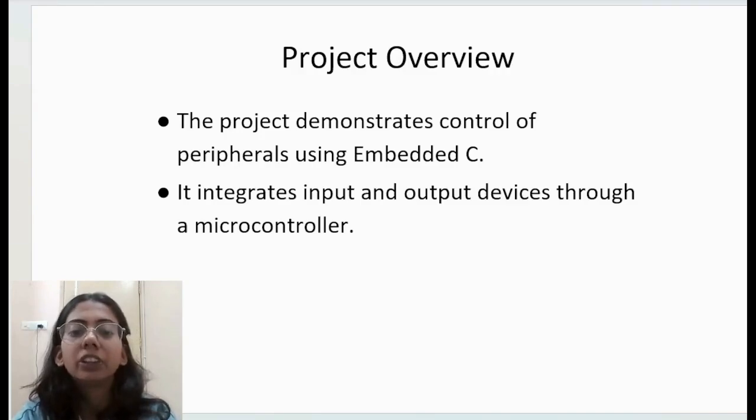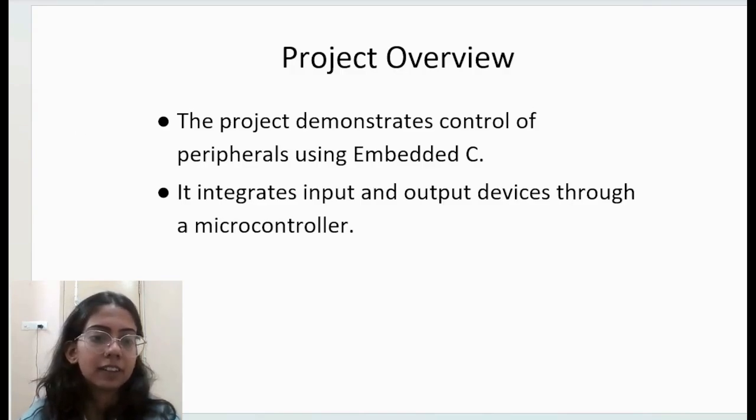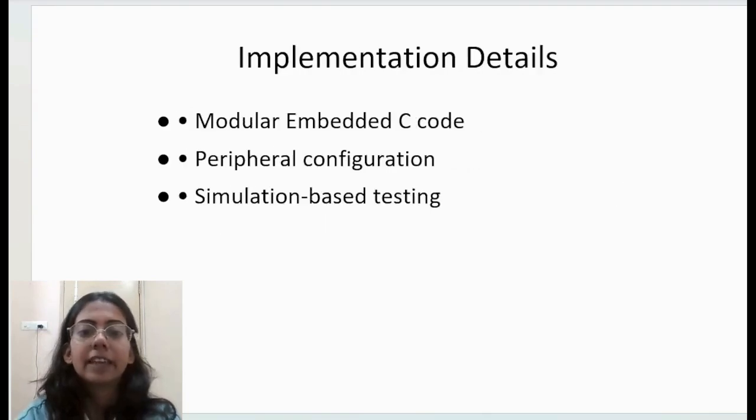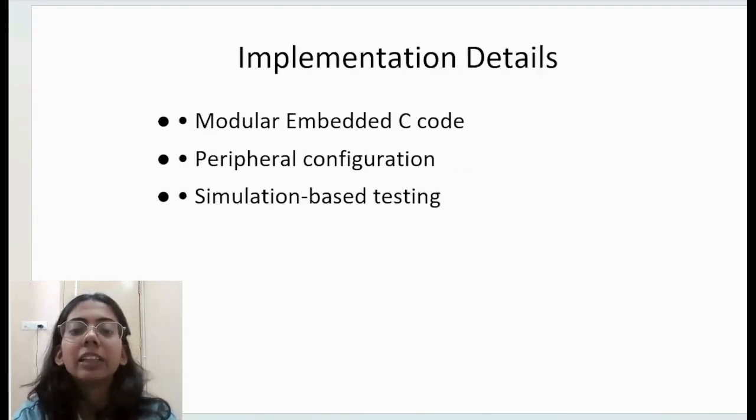Project overview. The project was developed using embedded C programming. It demonstrates how a microcontroller interacts with multiple peripherals. The project integrates all the concepts learned during the internship. Implementation details. The project was implemented using modular programming. Each function performs a specific task, making the code easy to understand and debug. The program was tested using a simulator for verification.